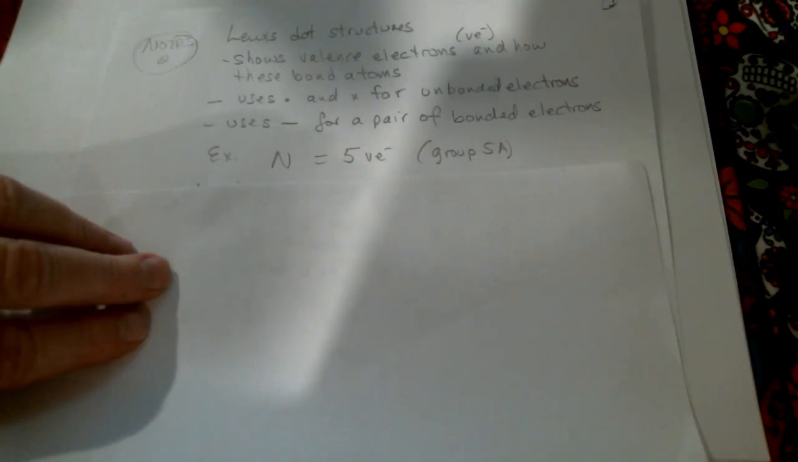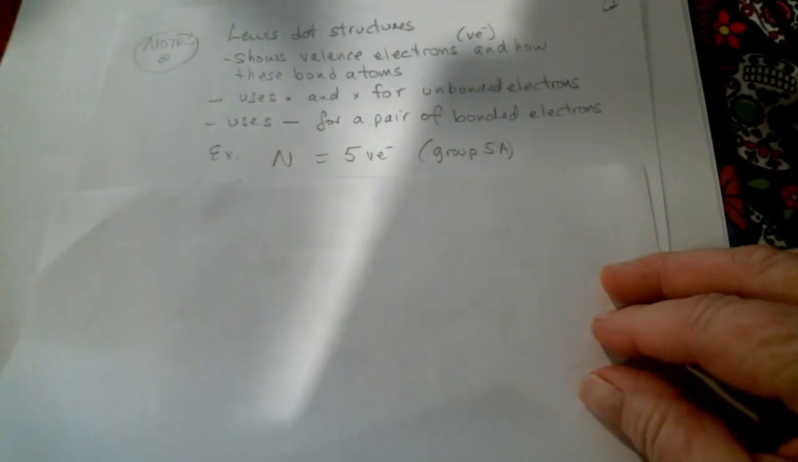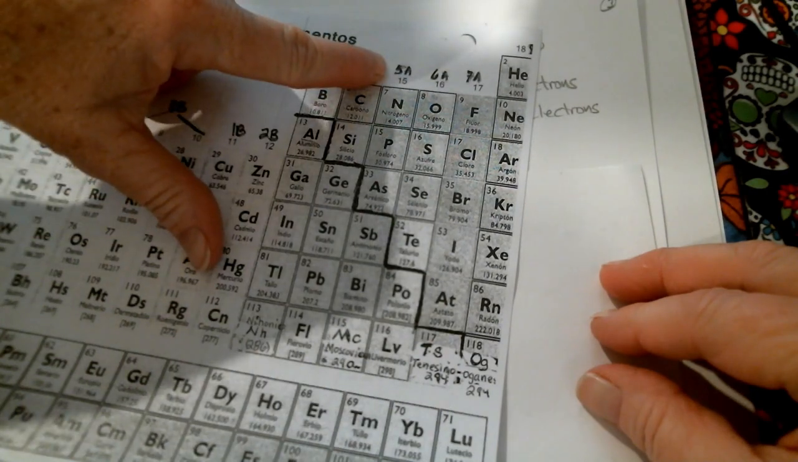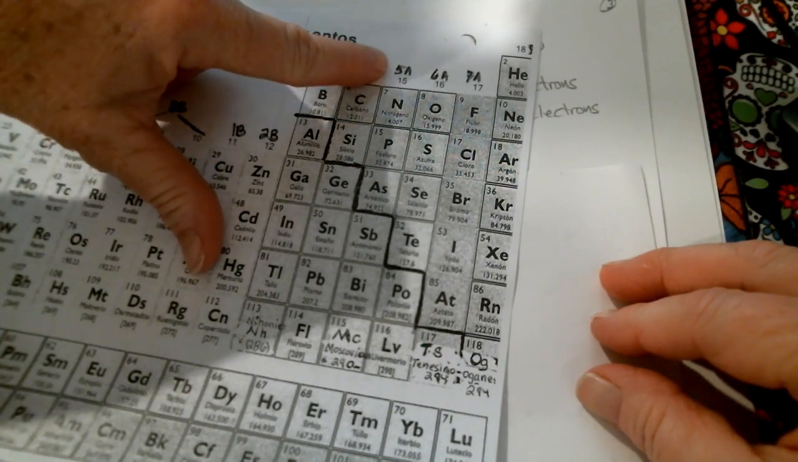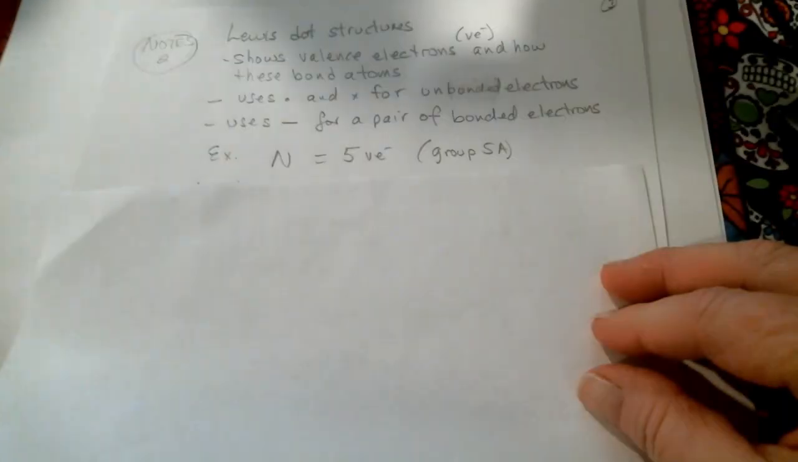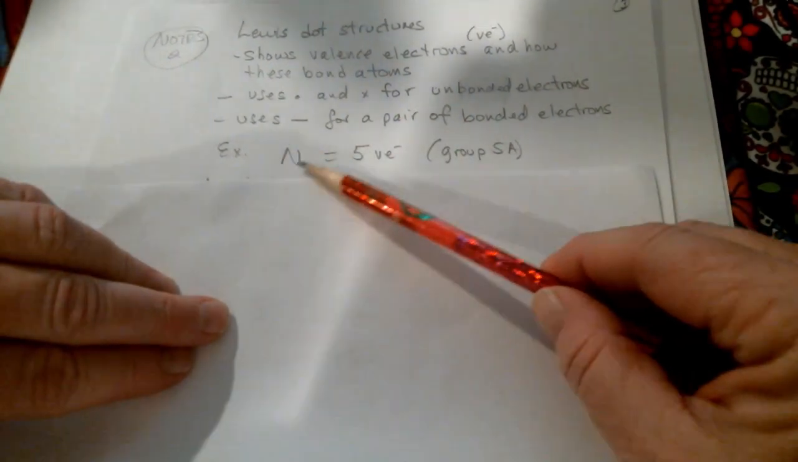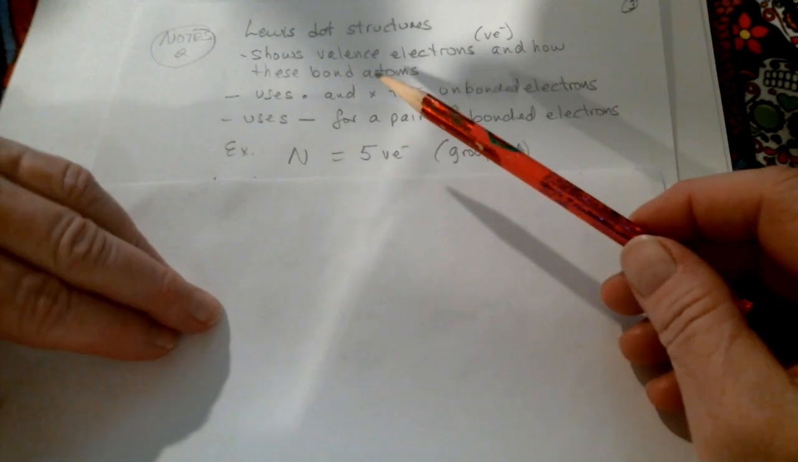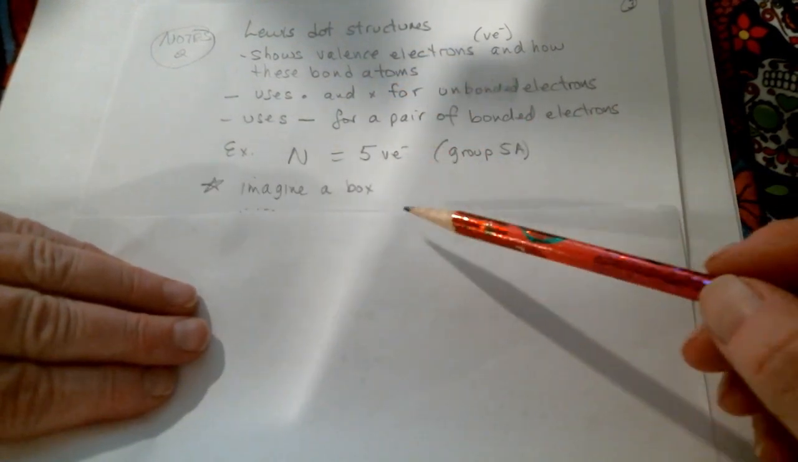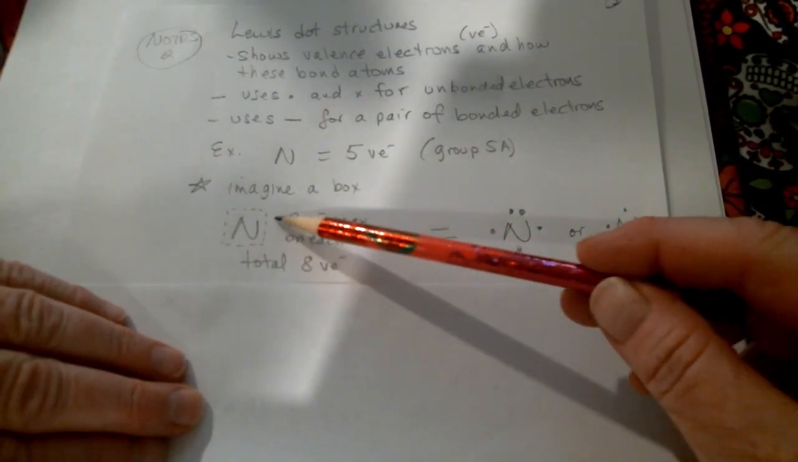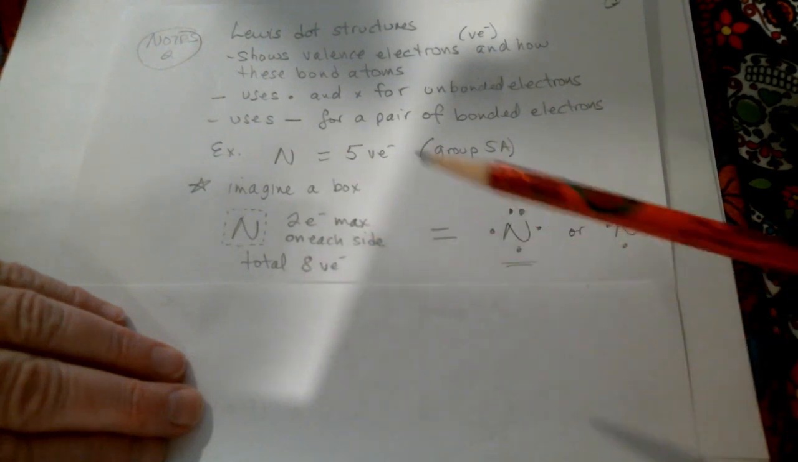Okay, so I want to show you how to do single atoms first. So nitrogen, if you'll remember, is on the periodic table right here. The way I can tell the valence electrons is I go up to the group number, the one that has the A. Don't use 15. Okay, so it's 5A, and so it has 5 valence electrons. And so I'm going to put those electrons surrounding this. I'm going to use the dot, and I'm going to imagine a box surrounding that atom. So on that box, I can have 2 maximum electrons on each side, a total of 8 valence electrons.